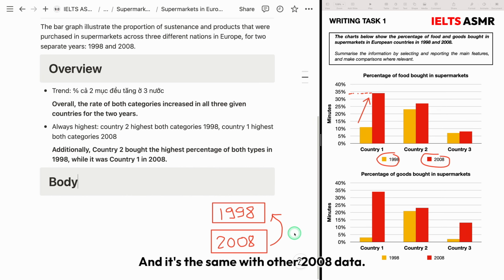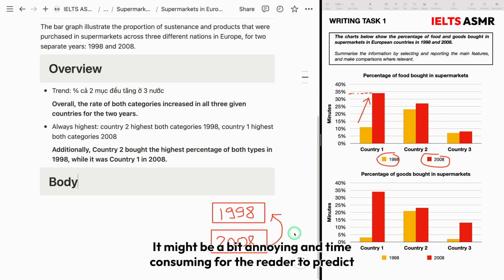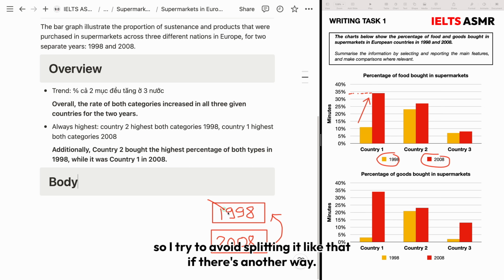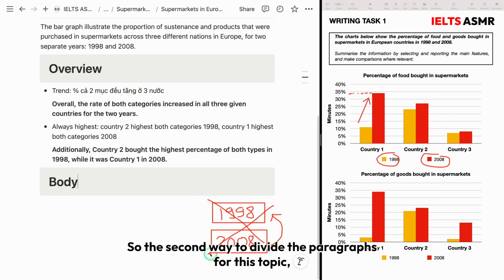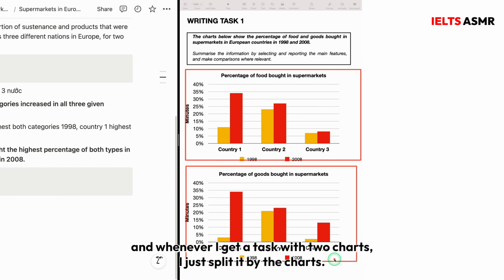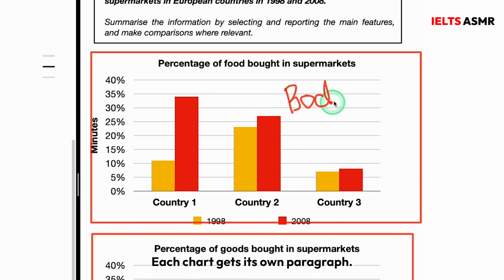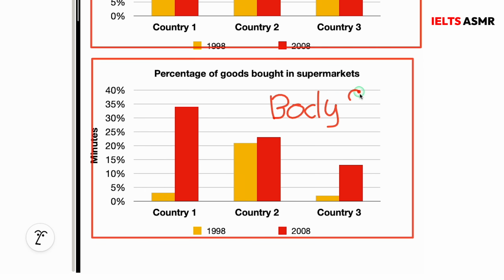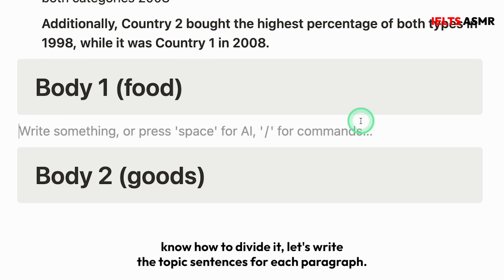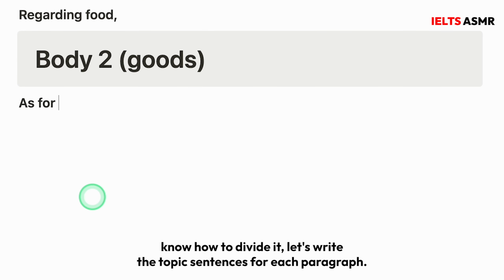And it's the same with other 2008 data. It might be a bit annoying and time-consuming for the reader. To predict whether my report is good, I sometimes have to think a bit from the reader's perspective, here meaning the examiner. So I try to avoid splitting it like that if there's another way. So the second way to divide the paragraphs for this topic, and whenever I get a task with 2 charts, I just split it by the charts. Each chart gets its own paragraph. Now that we know how to divide it, let's write the topic sentences for each paragraph.